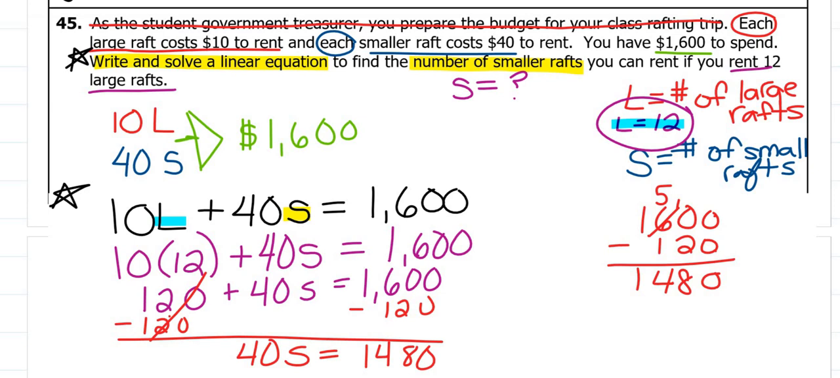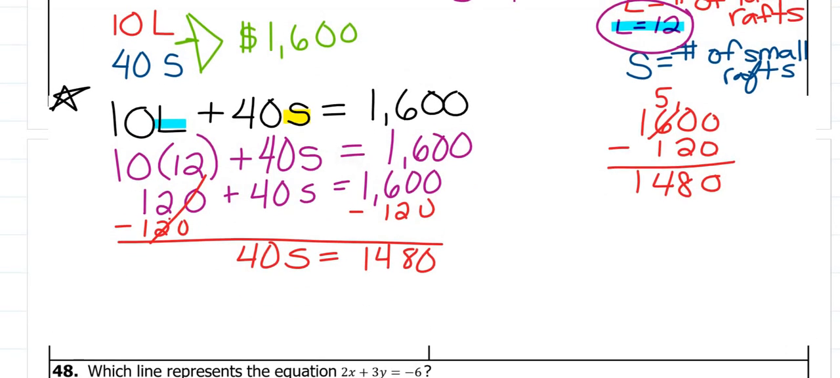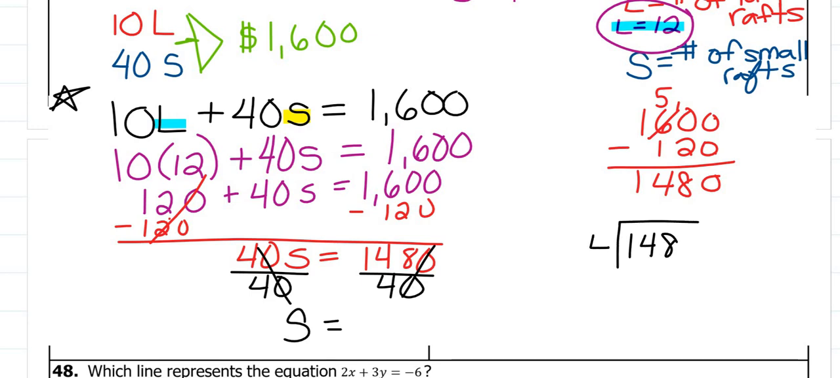And then the last step, I'm going to divide 1,480 by 40, so I can figure out what S is equal to. Let's do some long division. The zeros are going to cancel out, so it's 148 divided by 4. 4 goes into 14 3 times. 3 times 4 is 12. Bring down the 2. Bring down the 8. 4 goes into 28 7 times, and 4 times 7 is 28, so there's no remainder.